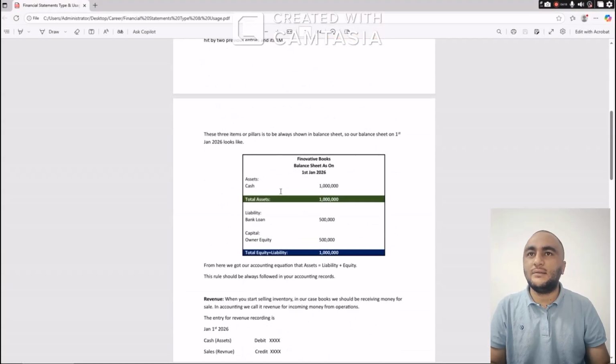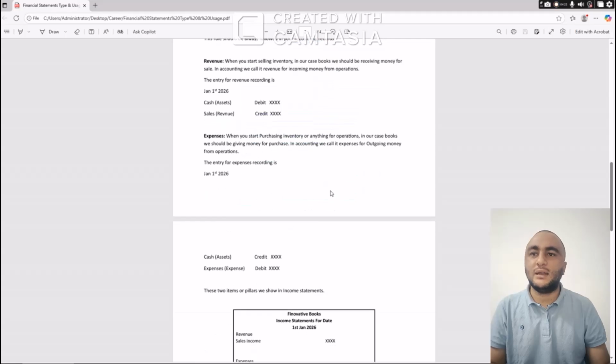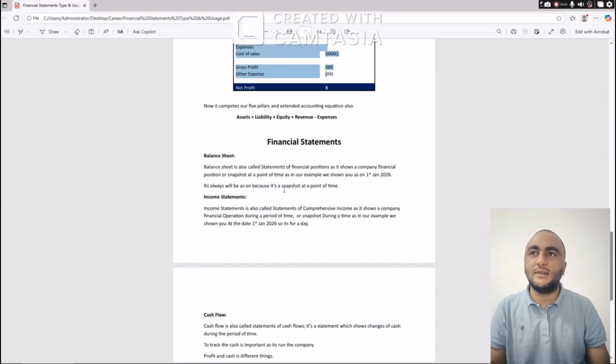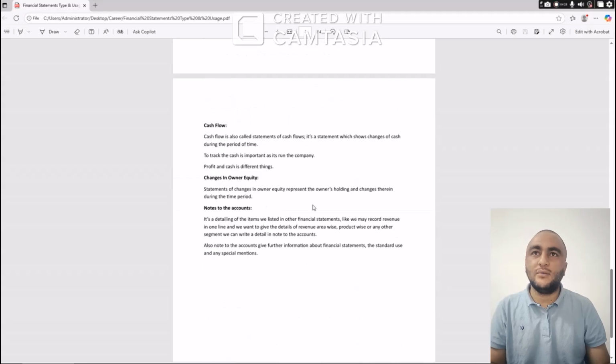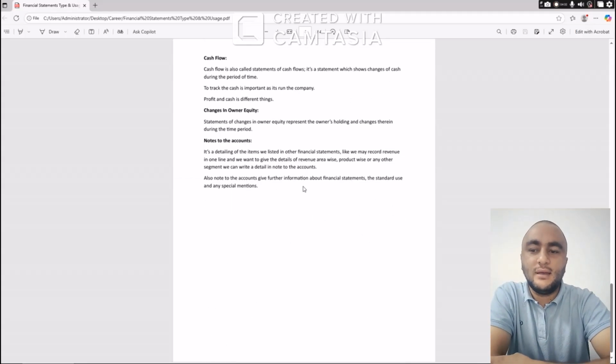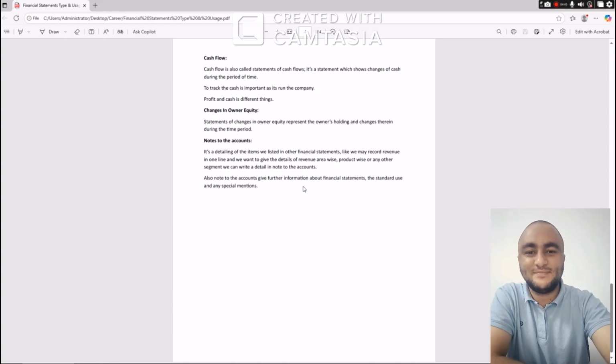Here you can see what balance sheet looks like, what income statement looks like. I will attach this one so you can read this. I have explained in simple language here, so you can read this. I have kept it short so you can understand the basics of accounting, and we will go into detail with Odoo.